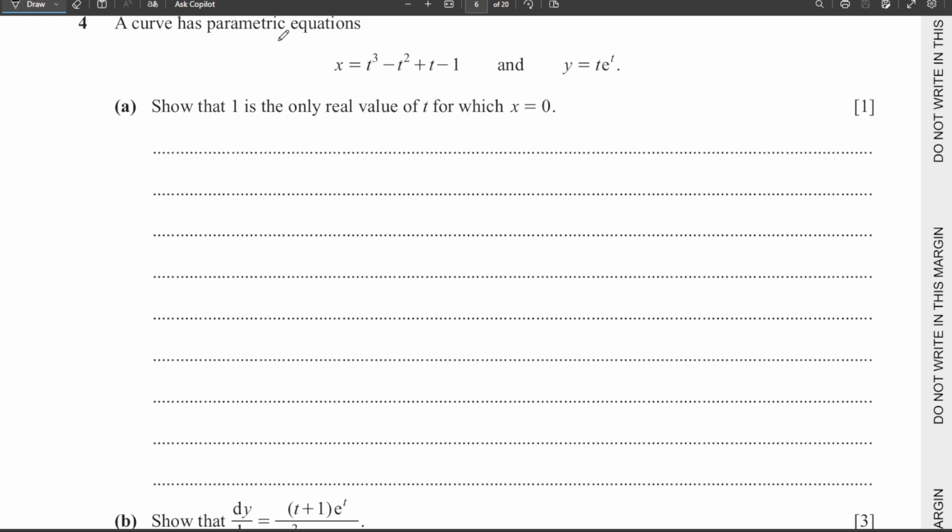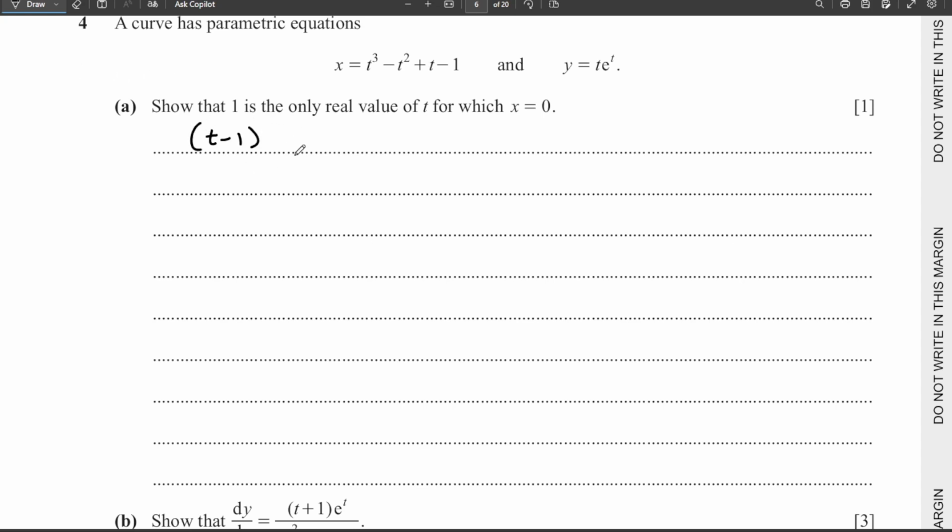So it's giving us a curve with some parametric equations. First of all, they want us to show that the only root of x in terms of t is 1. So if you remember from polynomials, I forgot what the theorem was. The remainder theorem, right? If 1 is the root, we divide by t minus 1. So t minus 1 is a root.